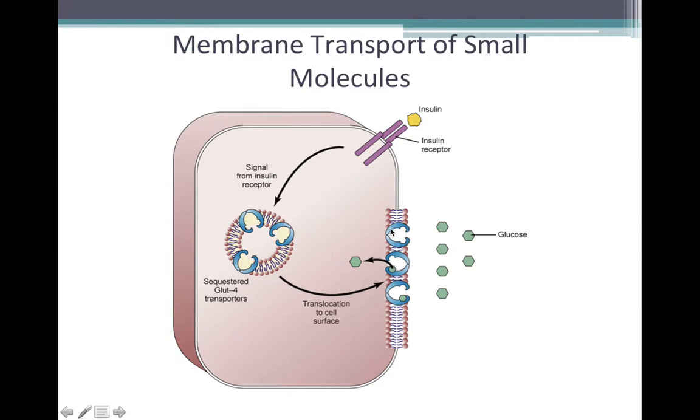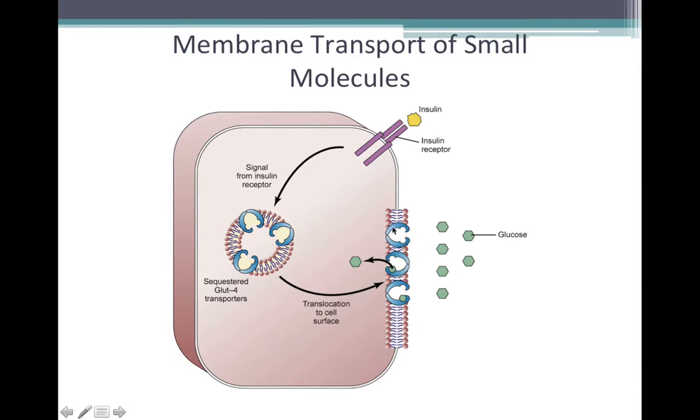Now, these protein carriers, though, aren't always in the plasma membrane. And really what helps bring those to the membrane is when insulin binds to its receptor, that can activate this intracellular signaling cascade that allows for these transporters to move to the plasma membrane. And once in the plasma membrane, these transporters can help bring glucose into the cell. And so that's one of the effects of insulin here.